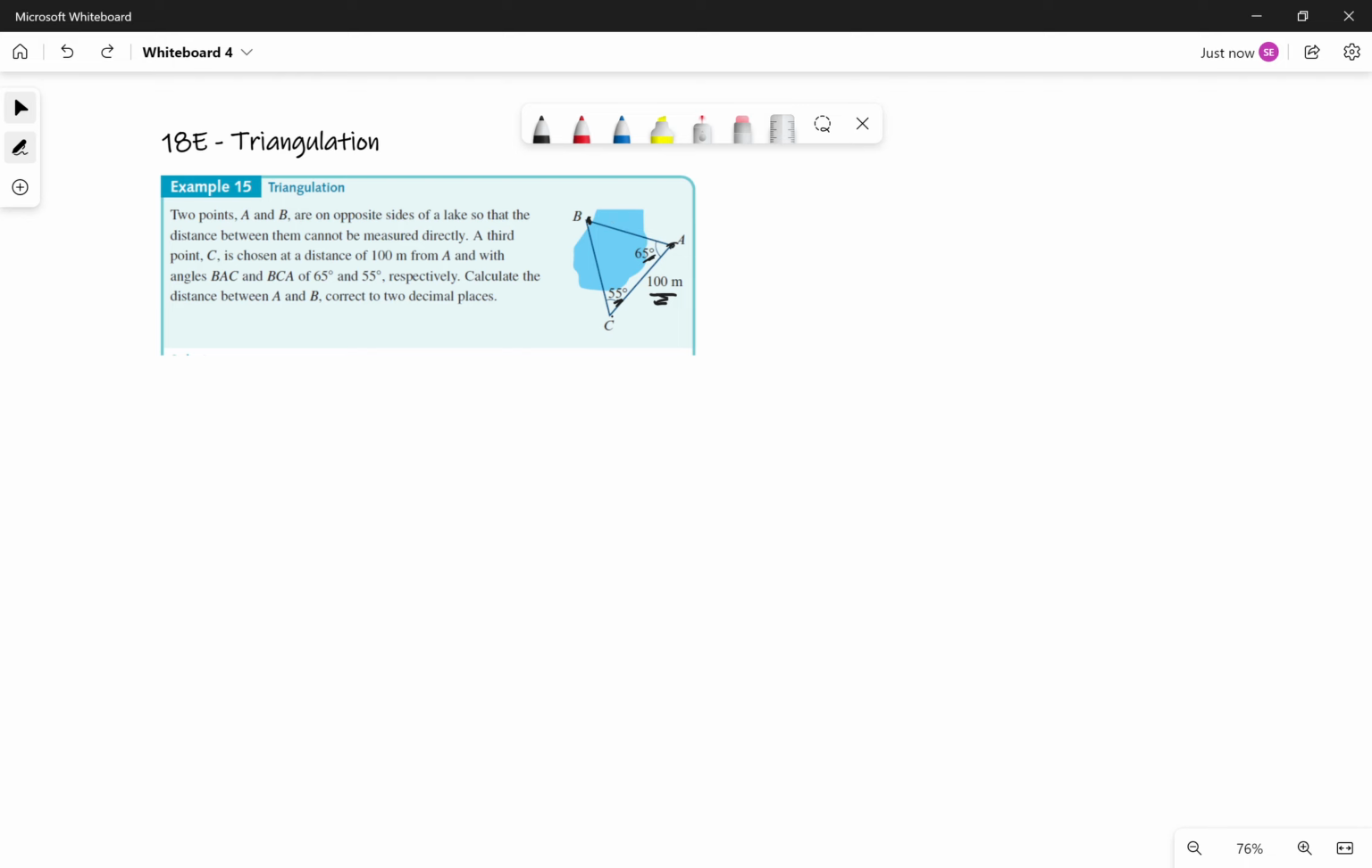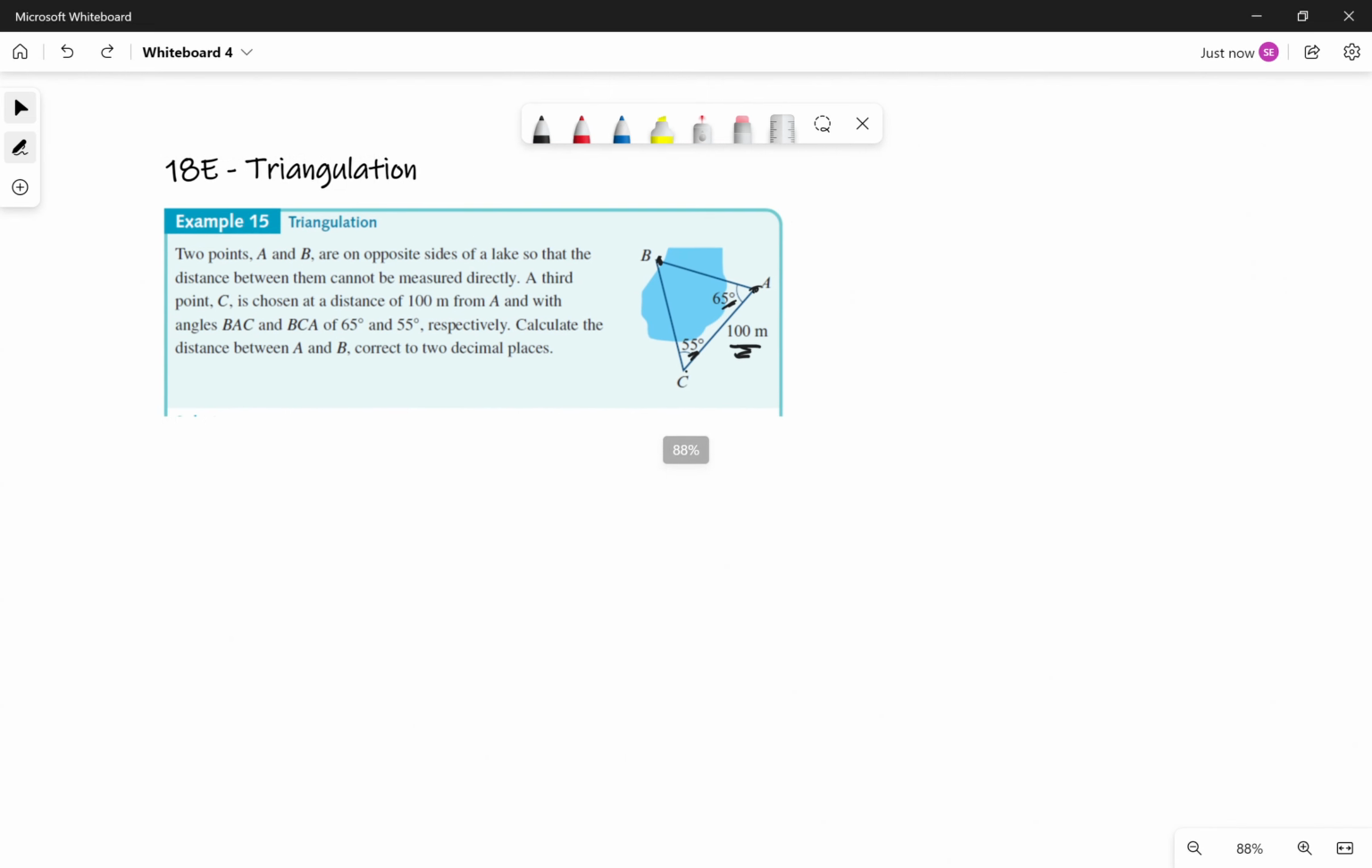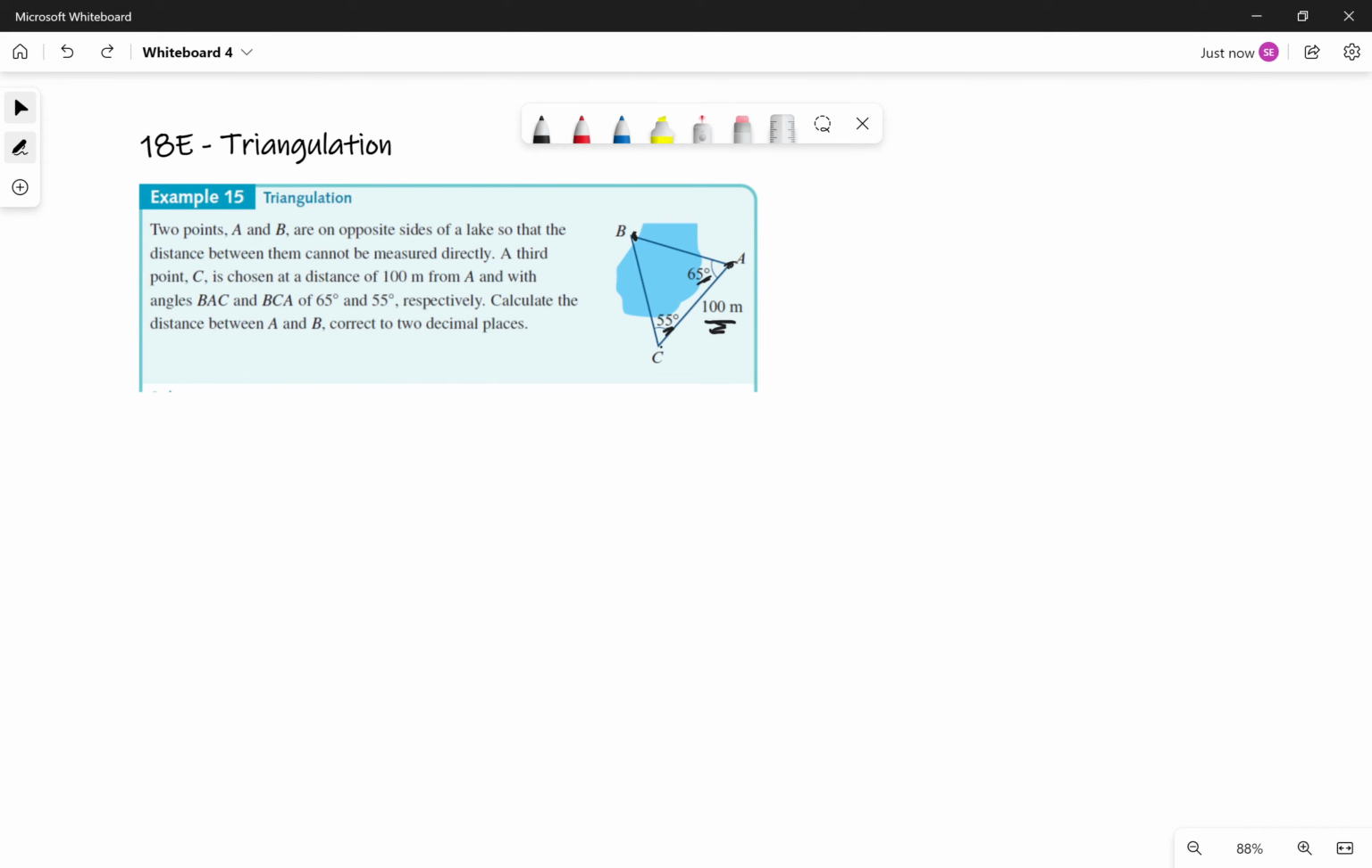Alright, so how are we going to do this? Well, we're going to use our sine rule. We've got a side and two angles, so we can use our sine rule. So a over sine A has to equal b over sine B, which has to equal c over sine C. Okay, so this is our sine rule.